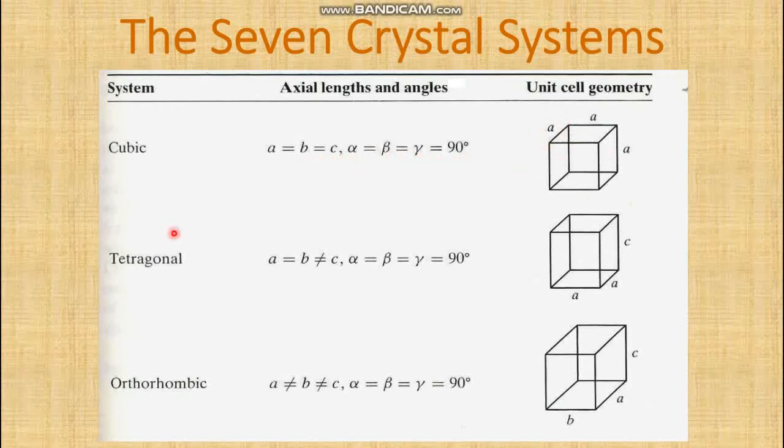This is the cubic system. In tetragonal, A equals B but not equal to C, whereas alpha equals beta equals gamma equals 90 degrees. Remember the box of a toothpaste. This is a tetragonal system.